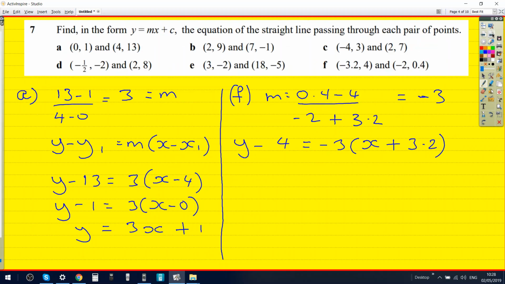Let's see. How do you find the equation of a line between 2 points?